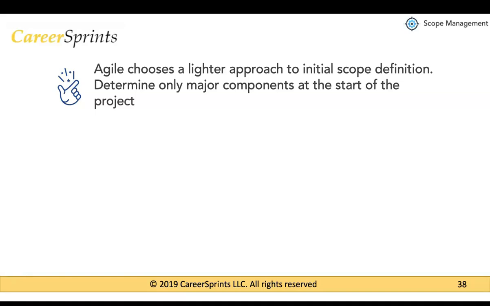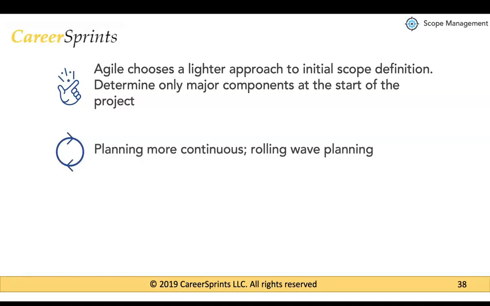For example, they may only determine the major components of the final product at a higher level and leave the detailed planning to when they are closer to actually building that component. Thus, planning becomes a continuous activity in Agile as opposed to predictive, where planning could be done only once. The concept in Agile for continuous planning is also called rolling wave planning. Just like an incessant, ongoing rolling wave, planning takes on a similar form in Agile. You're always planning and executing until you reach the end of the project.